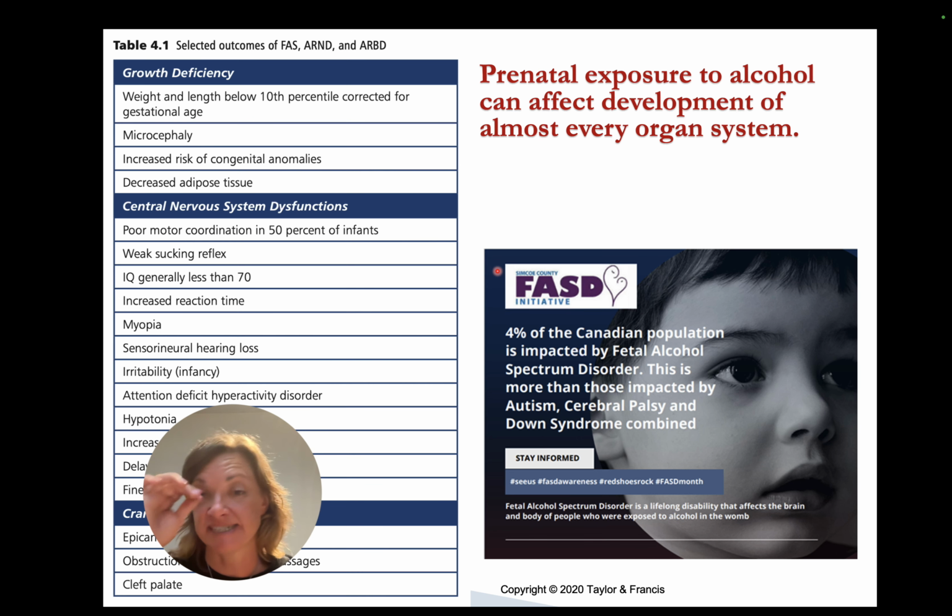FASD, this is recent data, 4% of the Canadian population is impacted by FASD. 4%. So that's more children, and adults, because they live with it forever, than impacted by autism, cerebral palsy, and Down syndrome combined. So fetal alcohol syndrome in Canada and fetal alcohol spectrum disorders are a huge social problem. It's a lifelong disability and really important component of prenatal development.